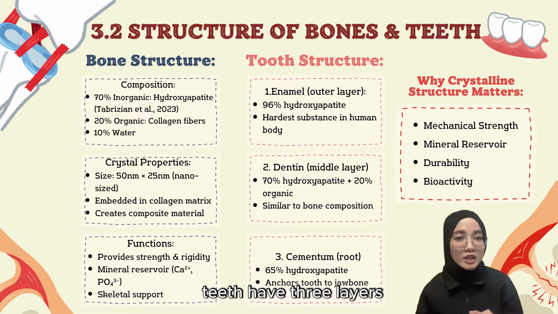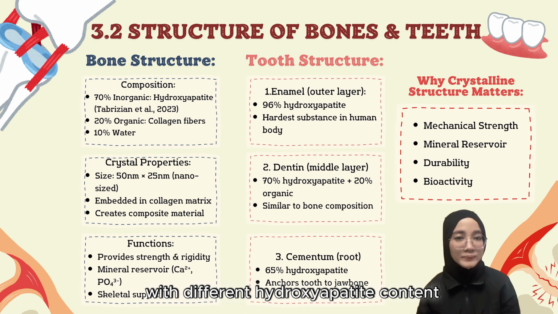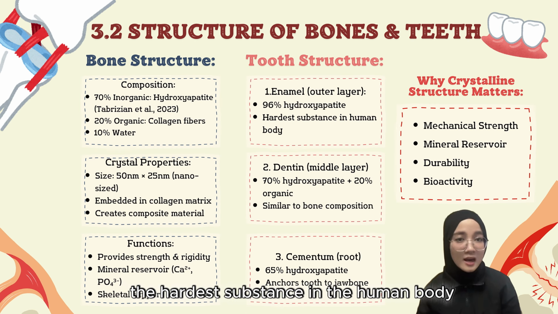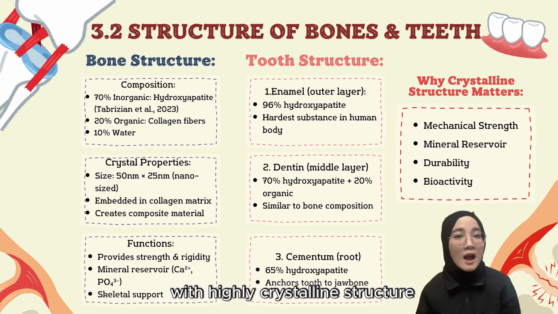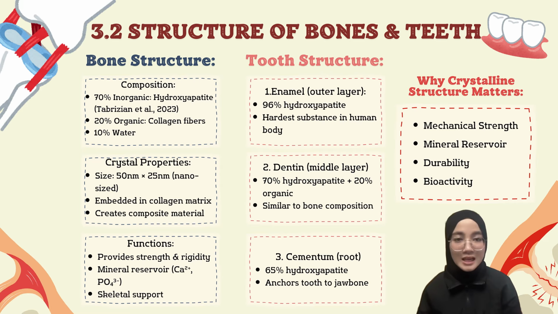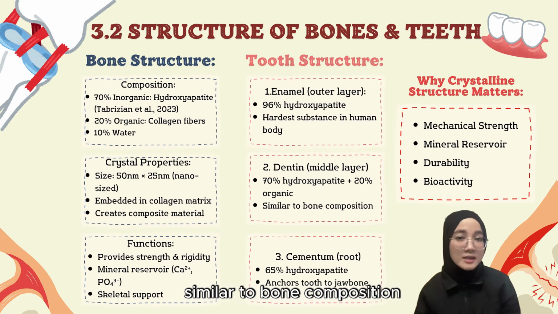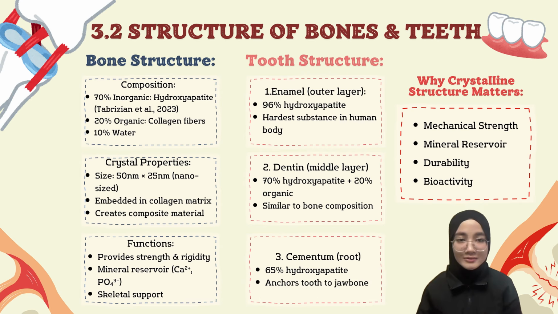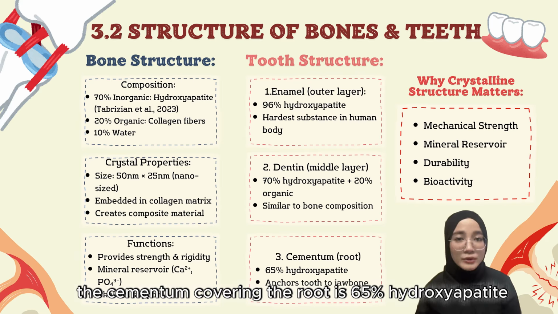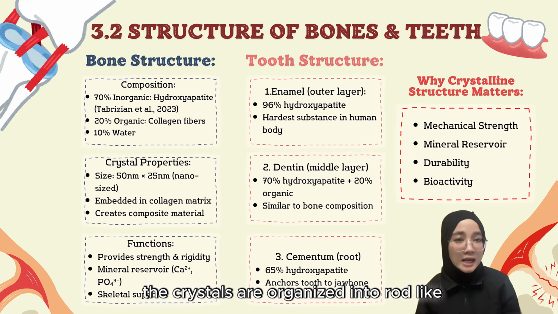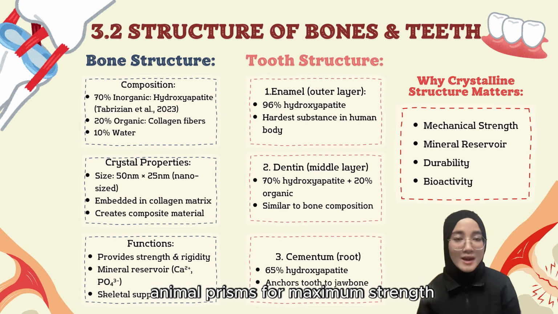Teeth have three layers with different hydroxyapatite content. The enamel, the outer layer, is 96% hydroxyapatite, the hardest substance in the human body with a highly crystalline structure. The dentin, the middle layer, is 70% hydroxyapatite plus 20% organic material, similar to bone composition. The cementum, covering the root, is 65% hydroxyapatite and anchors the tooth to the jawbone. The crystals are organized into rod-like enamel prisms for maximum strength.